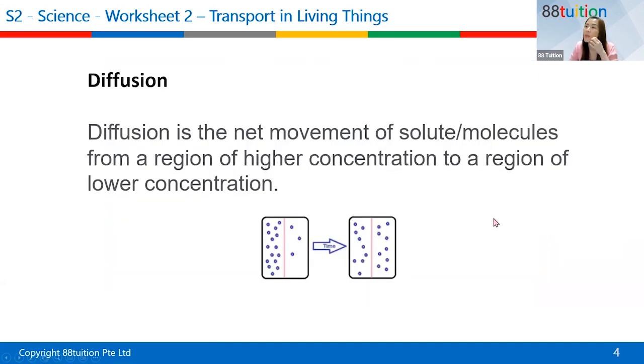All right. So in general, what is the definition for diffusion? You need to know this. Okay, diffusion is the net movement. It's important to take note of these words. Net movement. Okay, so movement of what? Movement of solute molecules from a region of higher concentration to a region of lower concentration. All right. So the particles will spread out evenly this way.